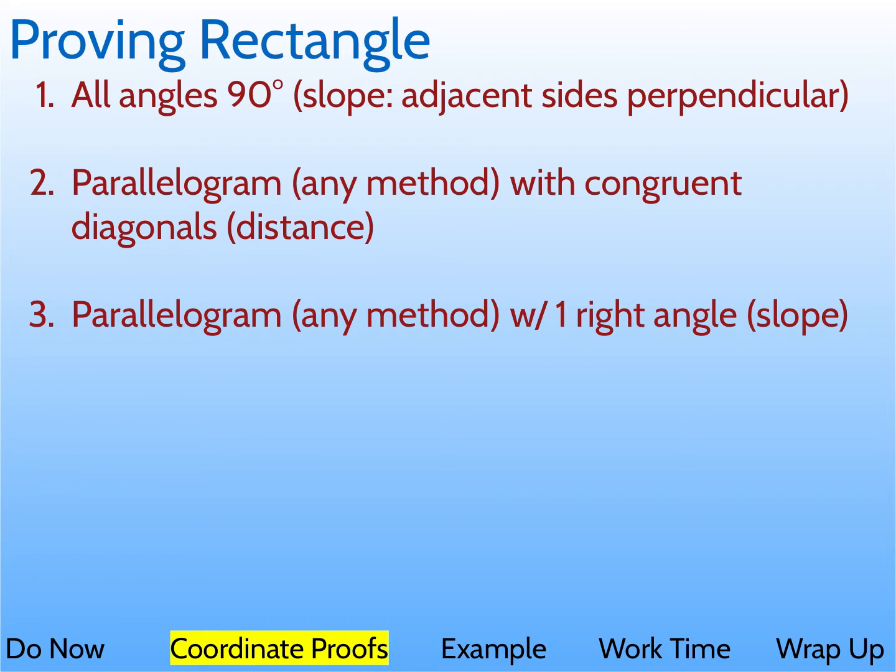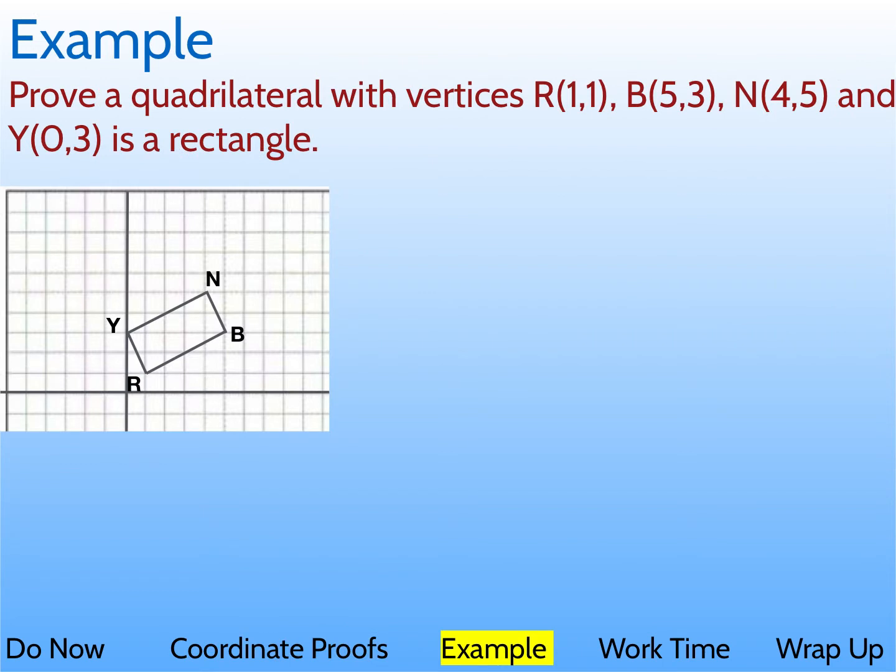You could also prove that it's a parallelogram using any method that we talked about before, and then show that the diagonals are congruent, so you'd use the distance formula for that. Or, again, you could show that it's a parallelogram, any method, and then you could just show that there's one right angle. So you'd need two sides next to each other, you'd get their slopes, and they would be opposite reciprocals, making them perpendicular.